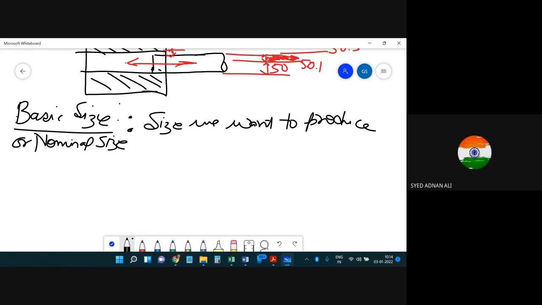So what will be the tolerance in the above example? 0.4. So how does it lead to interchangeability? Let's go there. So this is the basic size which I have just introduced. Now we talk about tolerances first.